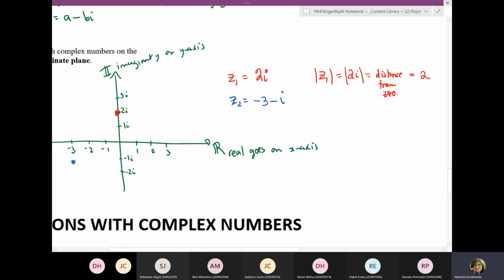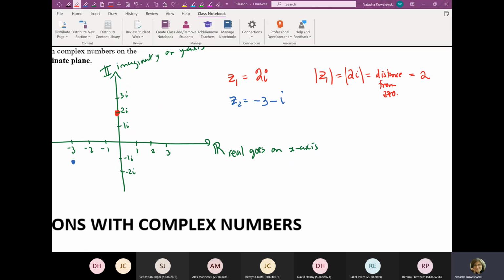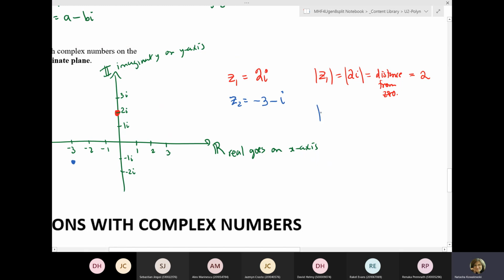Let's do the blue one. The blue one is going to be, what is the distance from this point to 0? Well, I need to draw that line to know what that is. And that creates a little triangle here, size 3 on the top and size 1 on the side here. And we're looking to find the length of this diagonal on this right angle triangle.